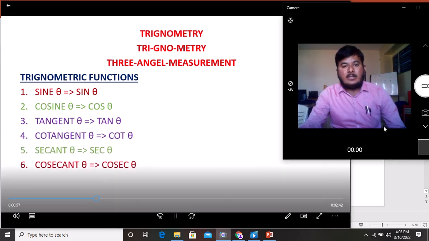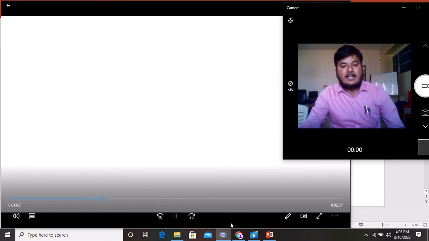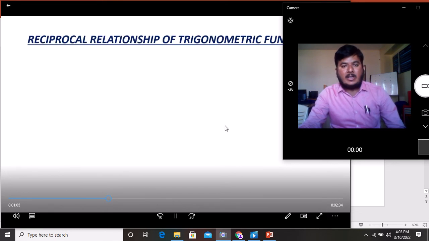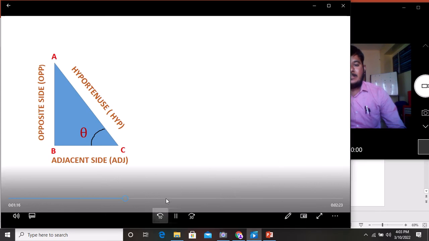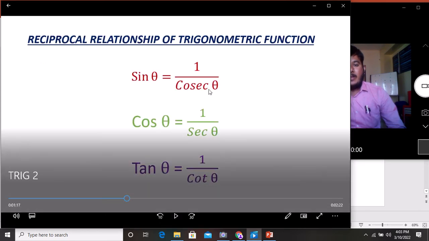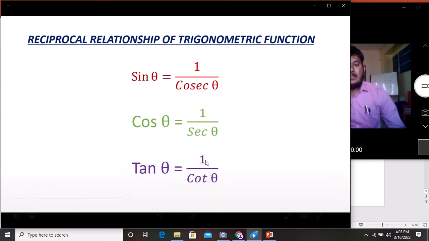In the next slide I have given the reciprocal relationships. Here you see, sin theta can be written as 1 over cosecant theta. Similarly, cos theta can be written as 1 over secant theta, and tan theta as 1 over cot theta. So if you know these three terms, sin theta, cos theta and tan theta, by using the reciprocal relationship we can find the remaining three trigonometric functions. So basically there are six trigonometric functions.